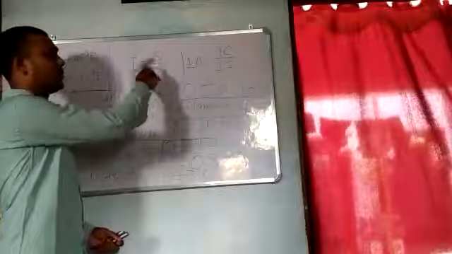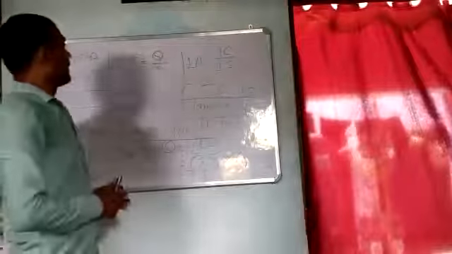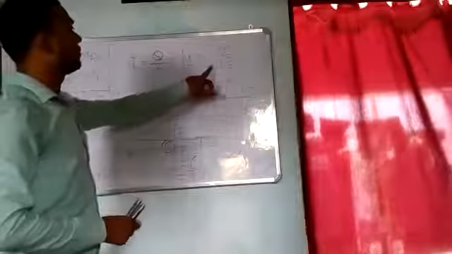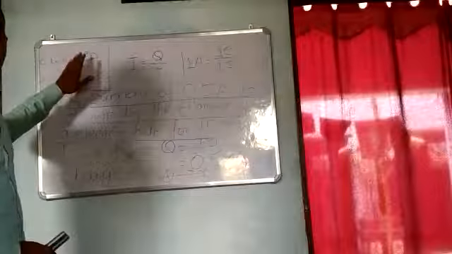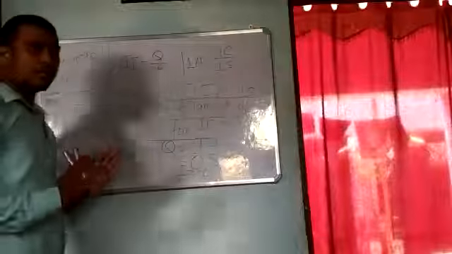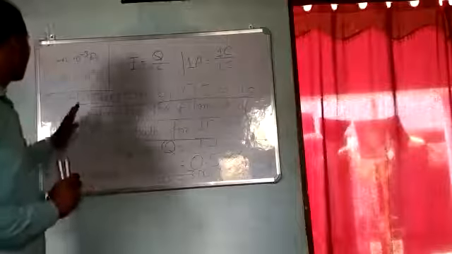So we have the formula I equals Q upon T, and 1 ampere equals 1 coulomb upon 1 second. Here are some values: 1 milliampere equals 10 to the power minus 3 ampere, and 1 microampere equals 10 to the power minus 6 ampere. Here is a question, the first numerical of this chapter.